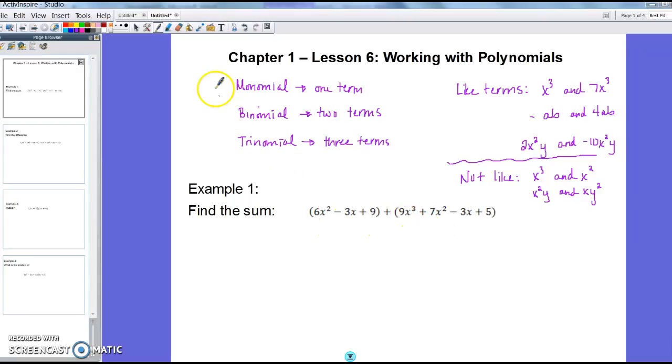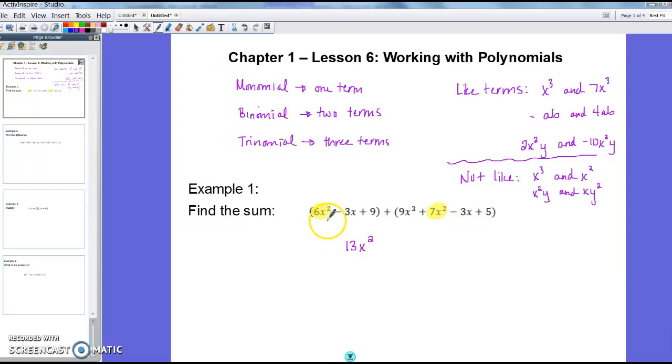So if we look at this first problem, we're going to find the sum, which means we have to combine like terms. So let's start with our first term here. We have 6x squared. So I'm going to look for another x squared term. There's another one here. And so I have 6x squared and 7x squared. So if I add those numbers together, that gives me a total of 13x squared. Now, when you are adding or subtracting, that exponent does not change.